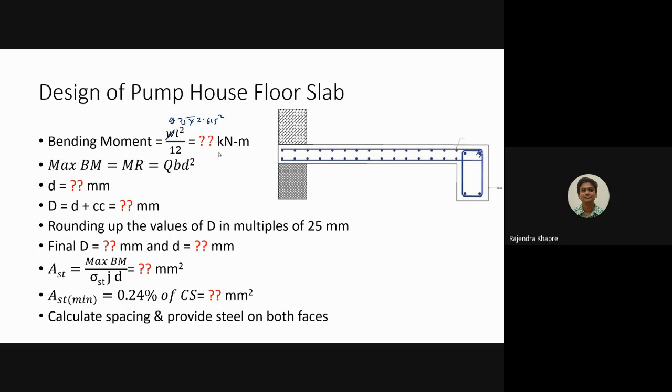5.27. So it's a very small value, 5.27 kilonewton meter. Accordingly now we have to calculate the depth of the slab which is required. The moment of resistance is nothing but the bending moment, this is what we are assuming. So this value is 5.27 into 10 to the power 6. What will be the value of Q?